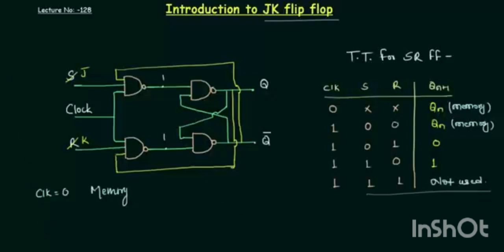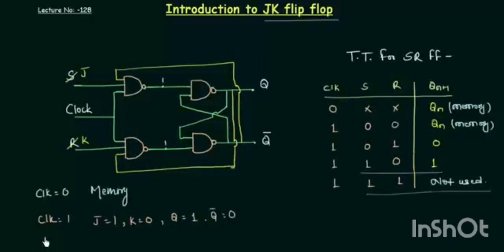The next thing is when clock is high and your J is 1 and K is 0. There will be no change if you compare the truth table for SR flip-flop and JK flip-flop. The outputs are going to be the same. So our Q is 1 and Q complement is 0. From here you can see.